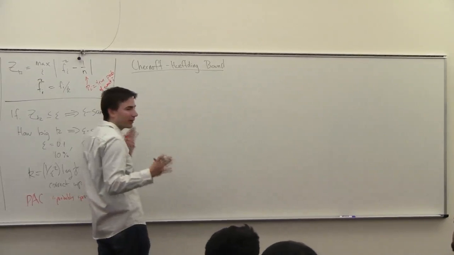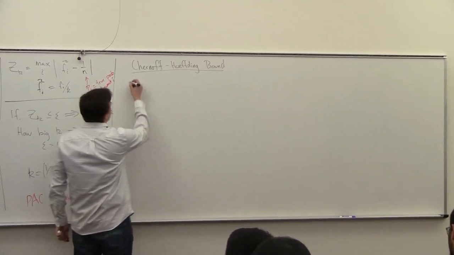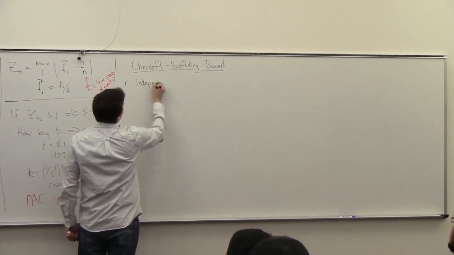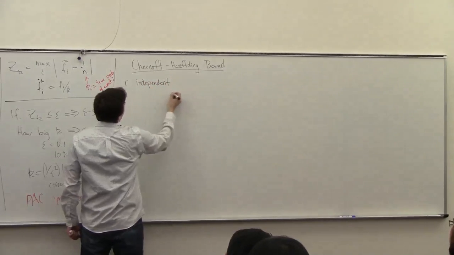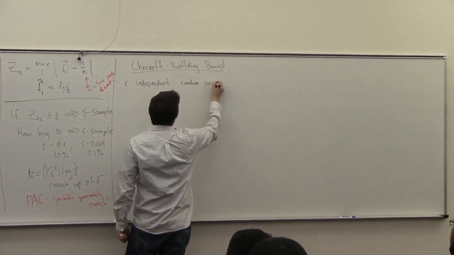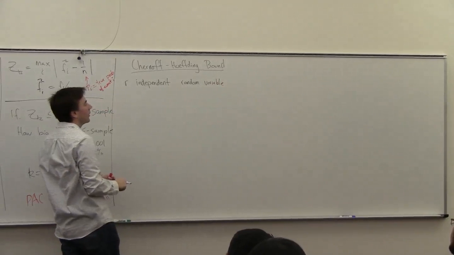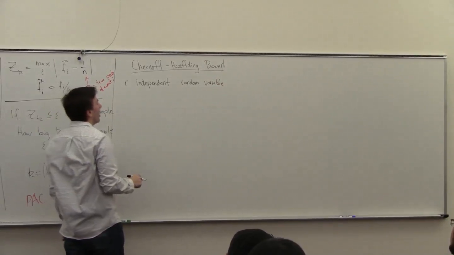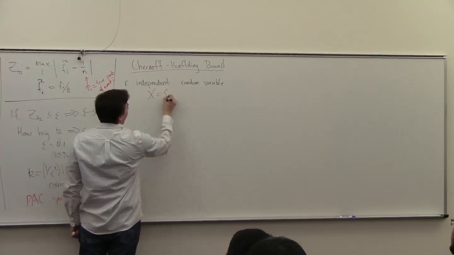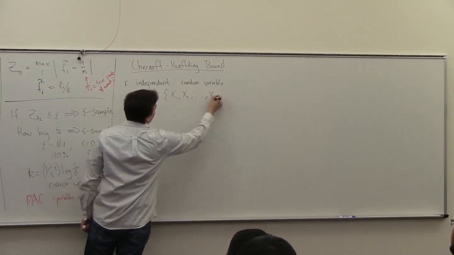So it'll take me a while to set this up, and it'll look complicated, but then I'll try and break it down and give intuition behind it. So you're going to have R independent random variables. So we can have a set X of these: X1, X2, up to XR.